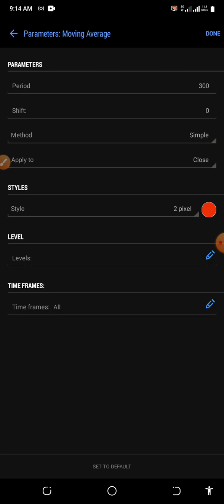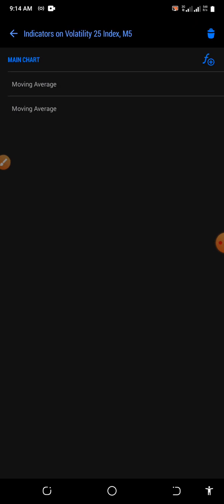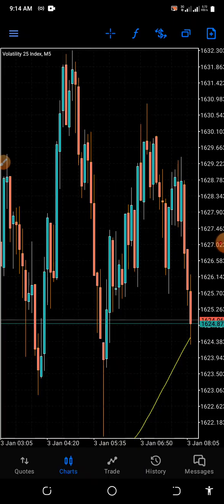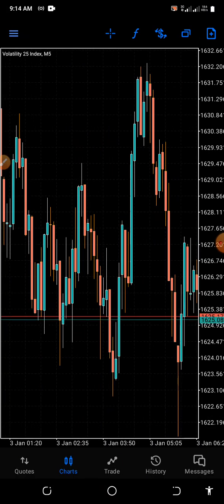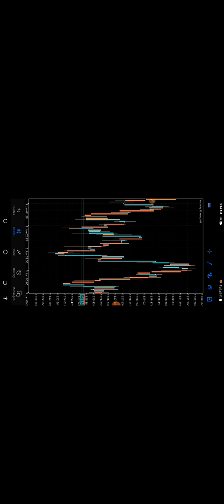So you tap the first moving average, 300 moving average, 2 pixel, you click done. Second moving average is 150 moving average, you click done. Simple moving average also. Now we go back to your chart. You slope your phone down, you slope your phone like this, you turn your phone. This is what it will look like.